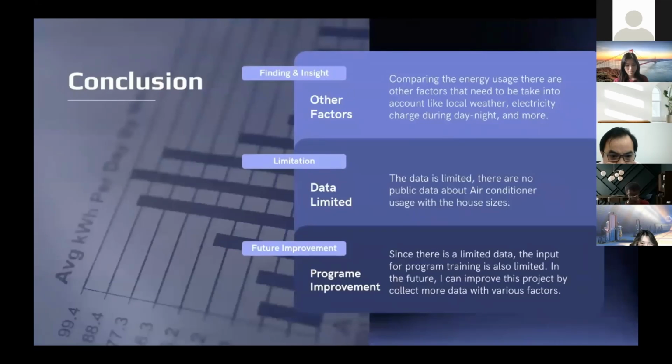For finding an insight, there are other factors. Comparing the energy usage, there are other factors that need to be taken into account, like local weather, electricity charge during day or night, and more.